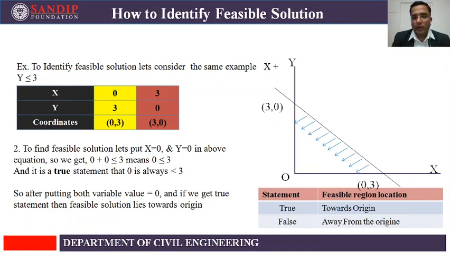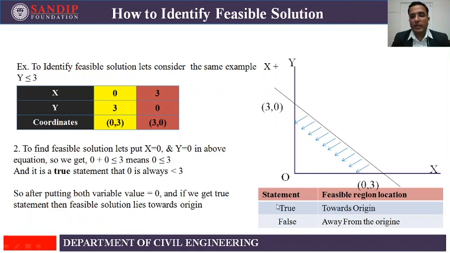Again I am repeating: when, after putting both variables equal to 0, you get a true statement, then the feasible solution lies towards the origin, and vice versa. If the statement we have got, that is 0 is not less than 3, is a false statement, then we can say that the feasible solution for the given equation is away from the origin.